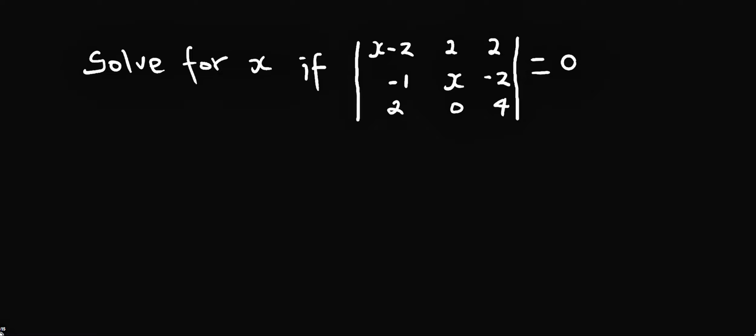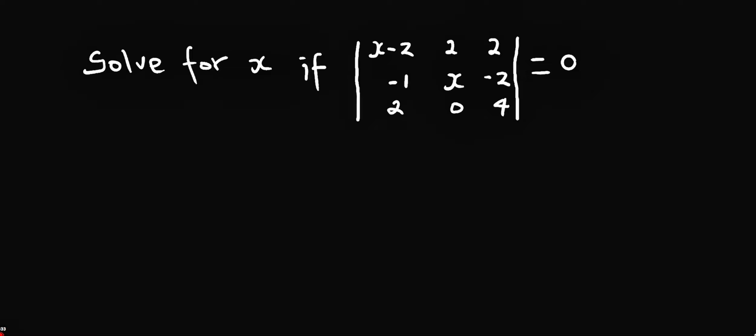So for the determinant to be 0, it means we're dealing with a singular matrix. So let us try and obtain the determinant of this matrix and equate it to 0. So let us do that.